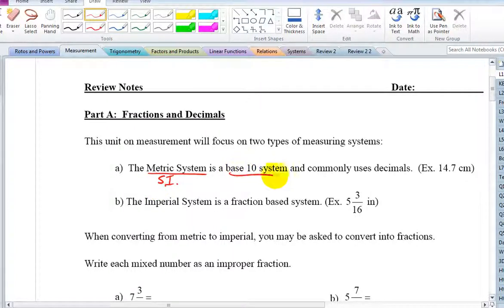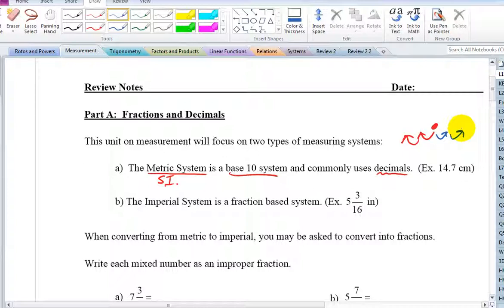It's a base 10 system, which means decimals are used. So if here's your decimal place, you're going to multiply it by groups of 10 to move your decimal to the left, or you will divide it by groups of 10 to move your decimal to the right. Your digits won't change until you round.